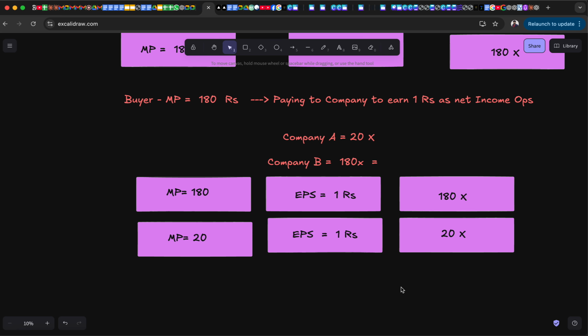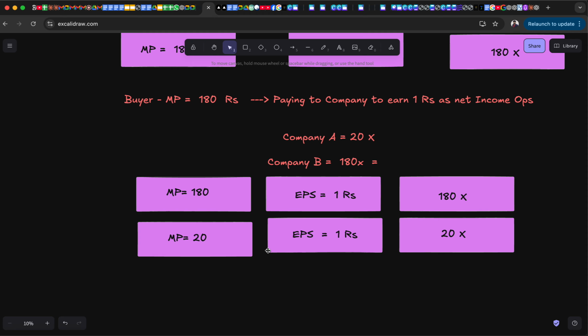Now you tell me, in which company you would invest. I would prefer to invest in company A. Why? Because if company A is saying they need just 20 rupees from us to generate 1 rupee as a profit, they need 20 rupees of investment to generate 1 rupee. And company B is saying they need 180 rupees to generate 1 rupee.